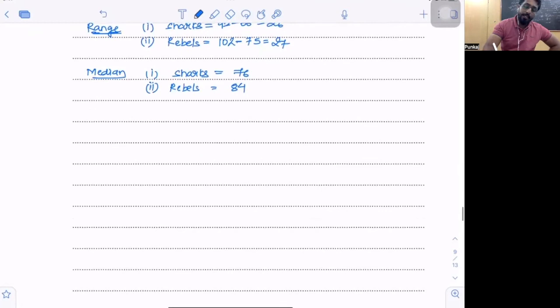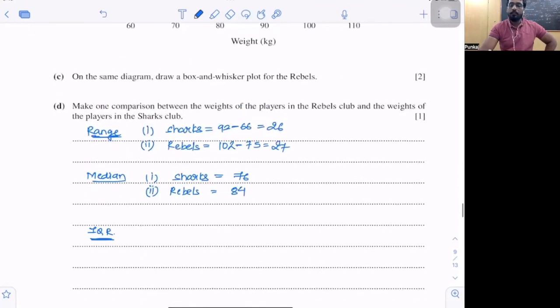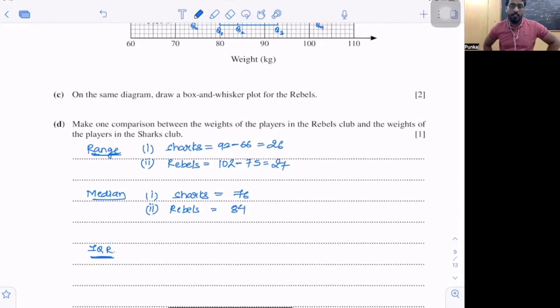You can also get the interquartile range. Okay, so any of these comparisons can be told. So generally what they expect is the comparison of median. So you always want to include this comparison definitely, but then you can also give other comparisons if you want. Okay, otherwise it's all fine. So if you want to get the interquartile range, first I'm going to get it for Sharks, and the second one I'm going to get for the Rebels.